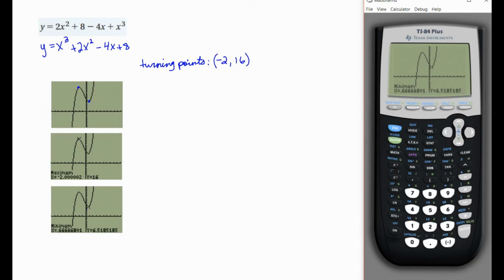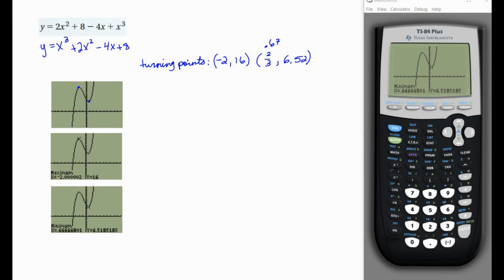Alright. And the only thing I'm going to change about this is that it is saying 0.66666. You can round that, but we already know that that is 2/3. So I'm going to write it as 2/3, comma 6.52. Actually, I'm going to keep this as decimals. If I'm going to do decimals, I'm going to keep them all decimals. So 0.67. Okay. So those are our turning points.